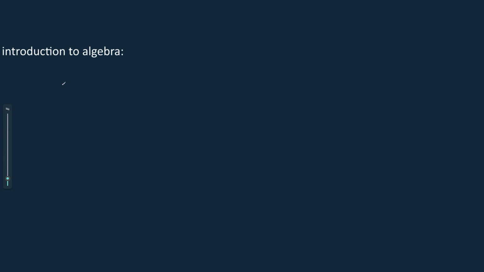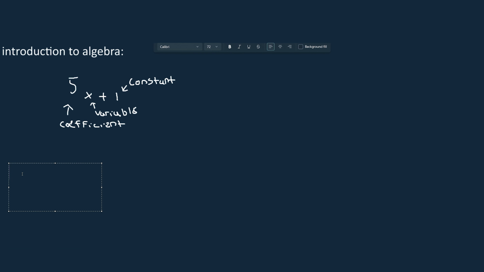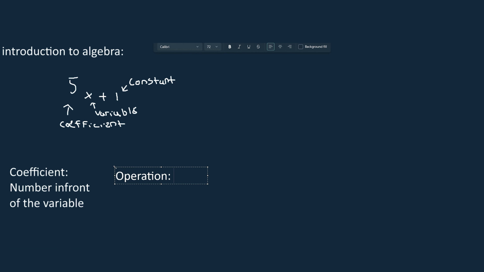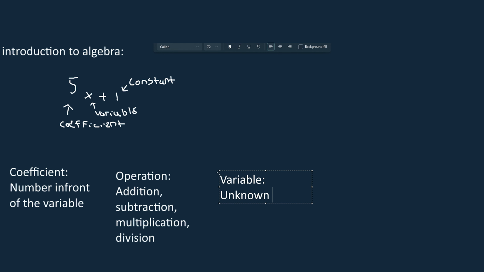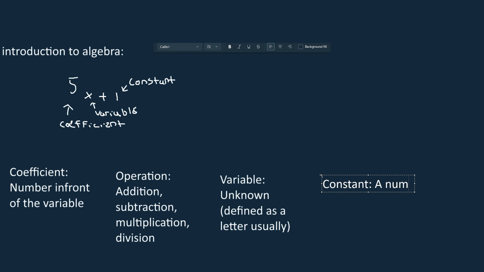variables, and operations. For example, in the expression 5x plus 1, the number 5 is called the coefficient, x is the variable, and 1 is the constant. To recap, a coefficient is the number in front of the variable. Operation is addition, subtraction, multiplication, division. It's the sign, what action you're doing. Variable is the unknown, defined as a letter usually, and maybe defined as a symbol. And the constant is a number without a variable attached.